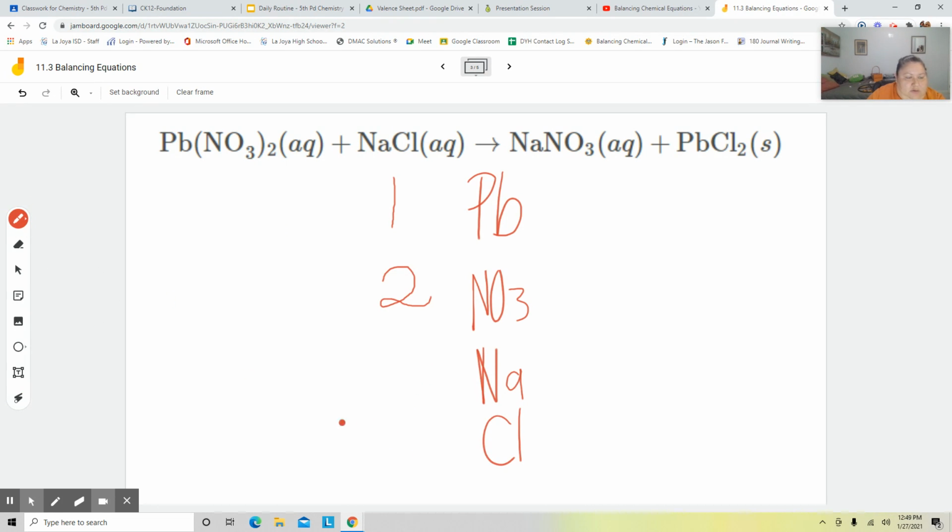Oops, 1. Right? 1 and 1. Very good. What about Pb over here? 1. Okay. How many NO3s? What numbers on the outside that you don't see? The 3. The 3's already counted. What numbers outside that you do not see?